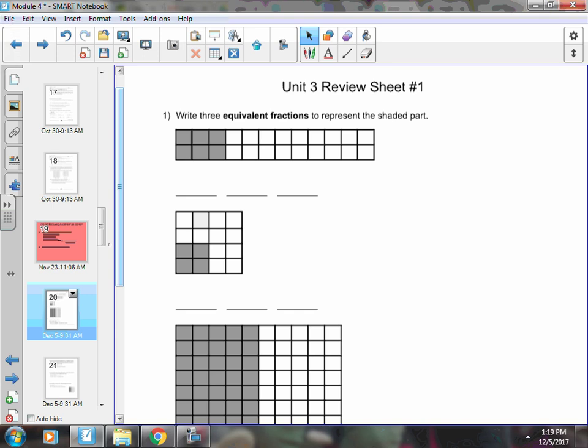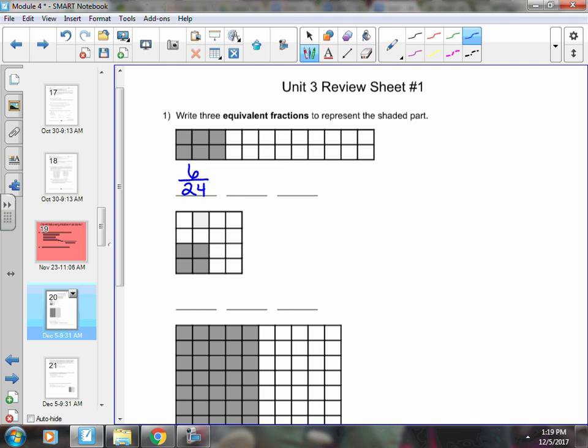Number 1, write 3 equivalent fractions to represent the shaded part. 6 are shaded out of 24 total. So 6/24 would be a good fraction. I will accept any equivalent fraction. To find an equivalent fraction, whatever you do to the numerator, you have to do to the denominator. Double the numerator and double the denominator.